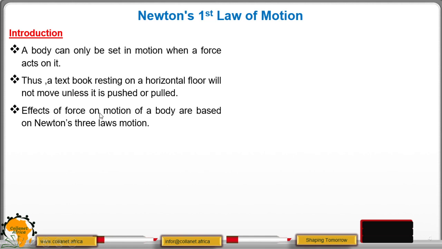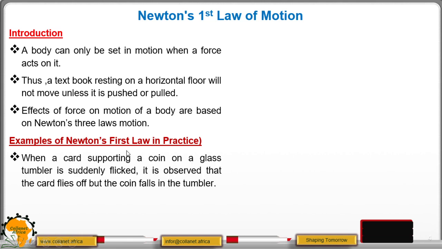Now, the effects of force on motion, which were studied in Form 1, are based on Newton's three laws of motion. Let us look at examples of Newton's first law in practice.